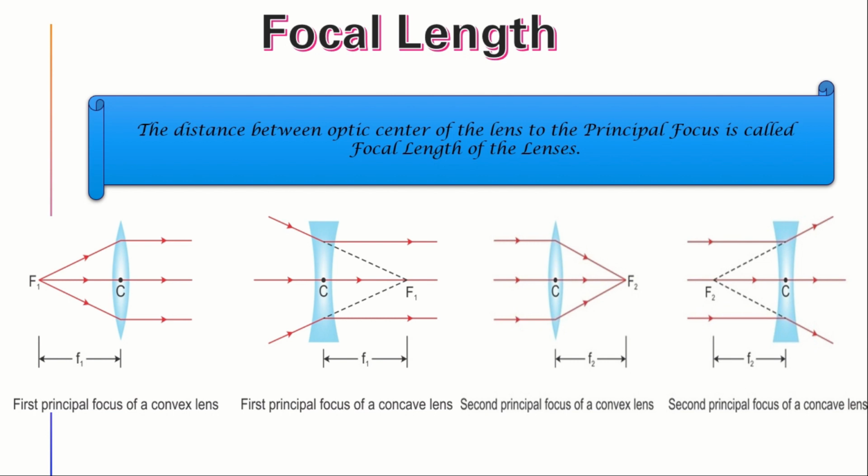So here, since the centers of curvature are two, C1 and C2 are the centers of curvature. Since we have two spherical surfaces in a lens, there are two centers of curvature. Then the focal length should also be two. So the first diagram shows the focal length of the first principal focus, and the second diagram shows the focal length of the second principal focus.